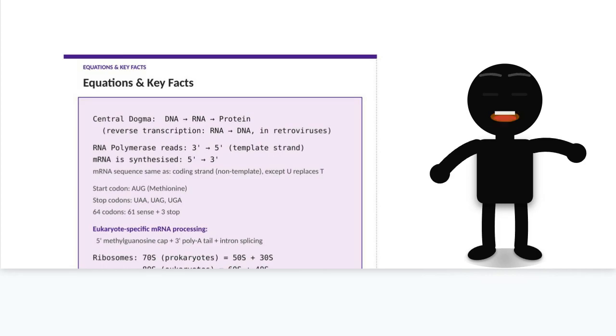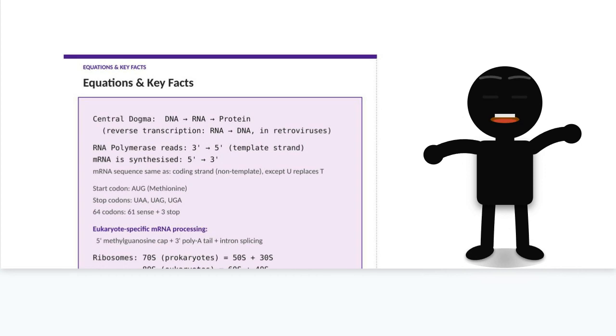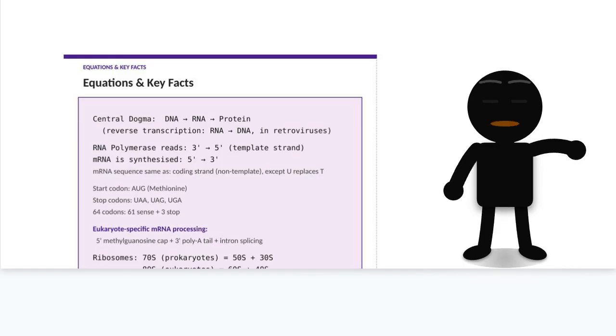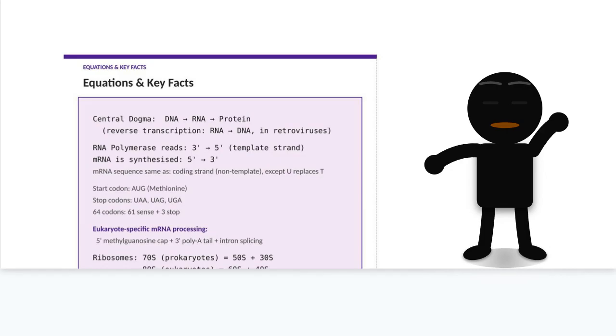The central dogma, DNA to RNA to protein. In some viruses including HIV, reverse transcriptase copies RNA back into DNA. This is reverse transcription, an exception to the standard flow. RNA polymerase reads the template strand 3' to 5' and synthesizes mRNA 5' to 3'. The mRNA sequence matches the non-template coding strand, with uracil replacing thymine.